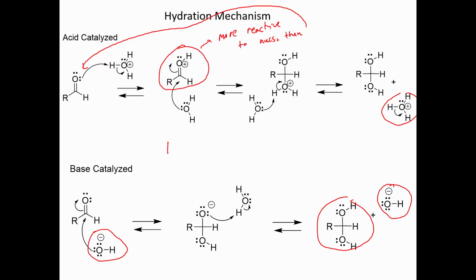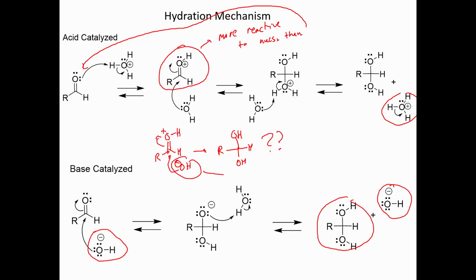I'm going to just throw out a hypothetical. What's wrong with this? So let's say in the acid catalyzed mechanism, I want to cut out a step by adding hydroxide to the protonated aldehyde. Why can't I do that?